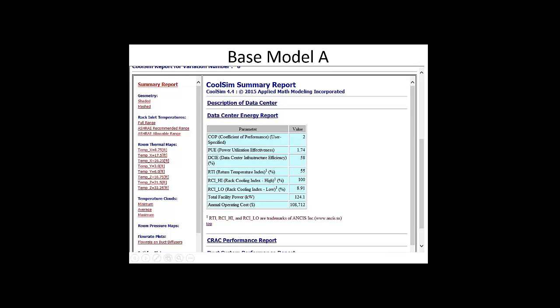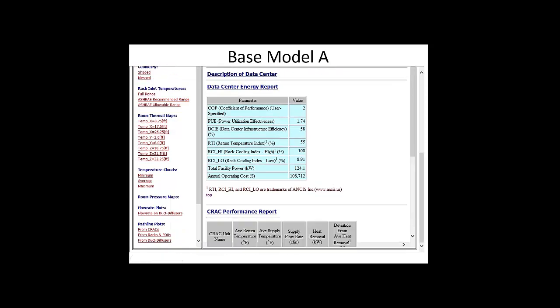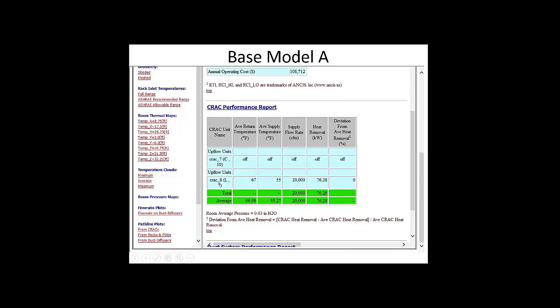If we take a look at the summary report here, and in particular this energy report, we find just what we saw: RTI at 55%, RCI high 100, RCI low of right around 9. If we go a little further and look at our crack performance report, we'll see that we're returning terribly low temperatures. We're driving it at 55, we're returning 67. That's really hard on a cooling unit. If the inlets are near 70, you want the returns to be 90. You want a 20-degree delta across your crack unit, and preferably move it up so that the return is up in the 80s, 85, 90.